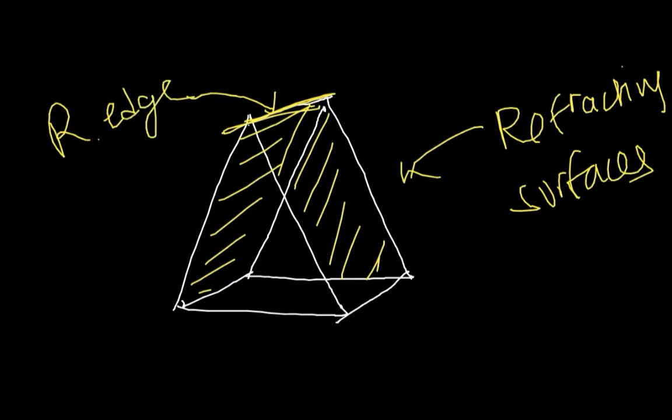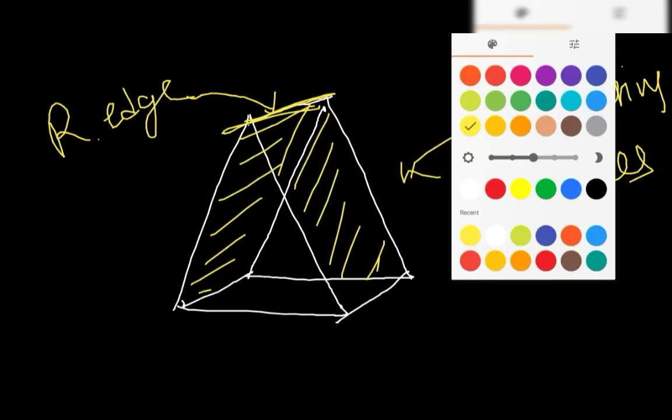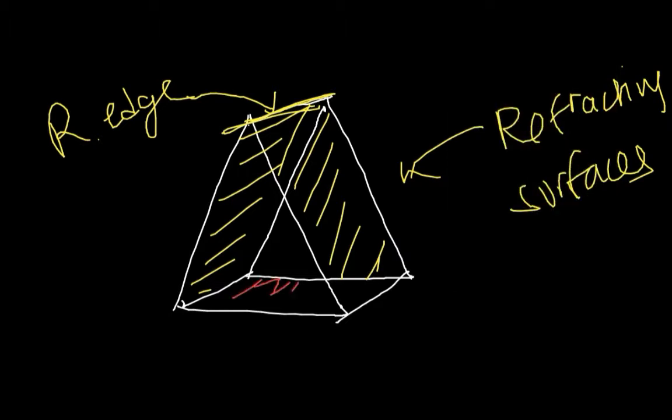And then obviously you can see this. I'll use a different color. This part is called the base. Now the two refracting surfaces are not parallel to each other. They're inclined at an angle, let's say A.